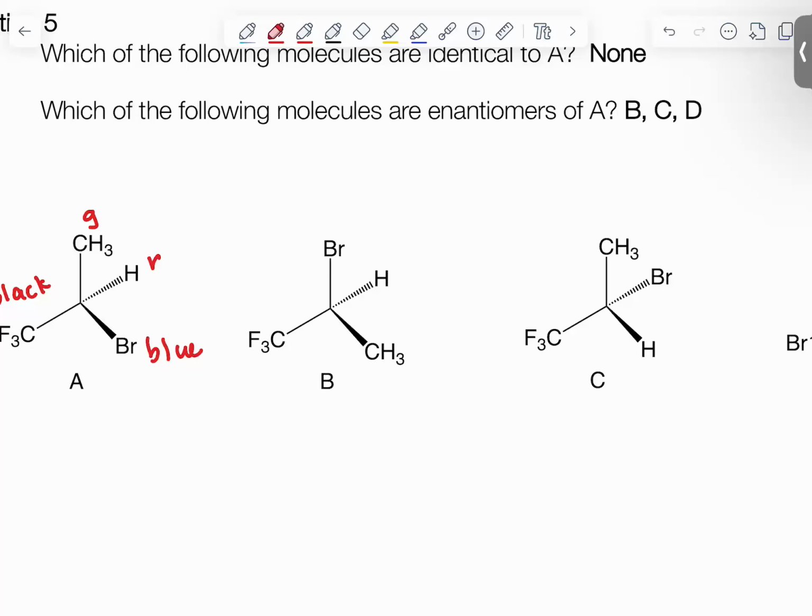We know that A and B are enantiomers. I had to flip this to make B. That's how I ended up mixed up. We flipped it to make B.